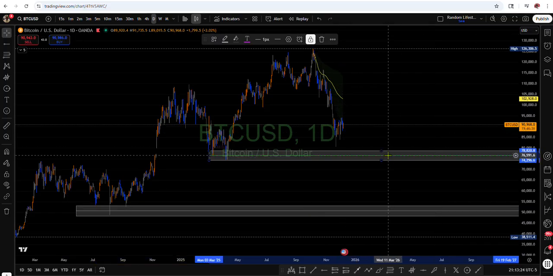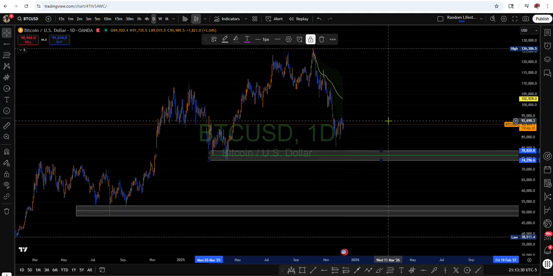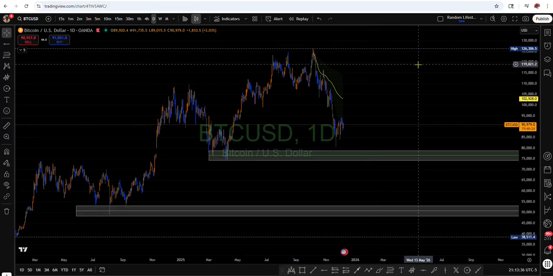Okay, so I have these locked already. Yeah, these two areas are a sweet spot for me. That's why I'm not putting in anything for buys right now for this one. If this comes on into this area, then I'm gonna start buying again, but not right now.